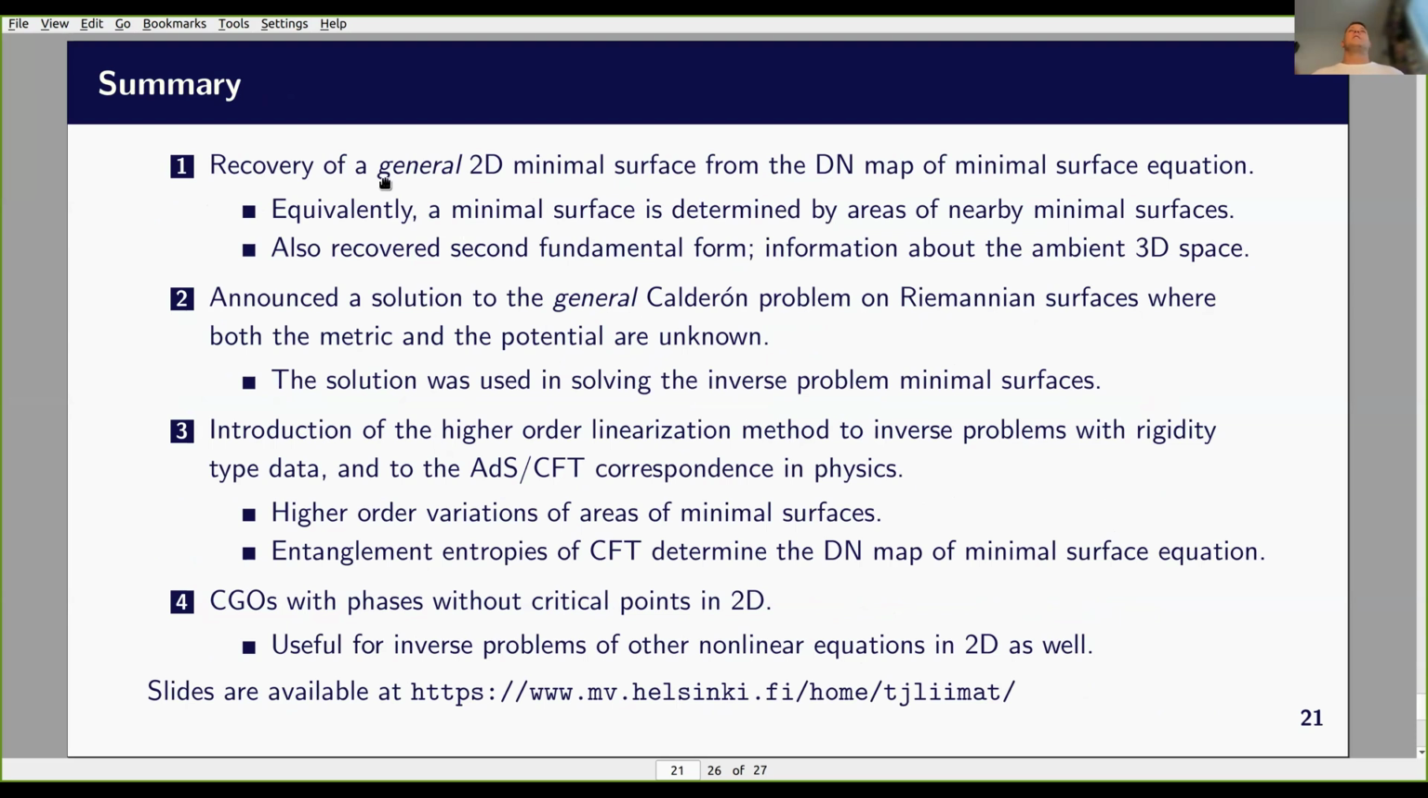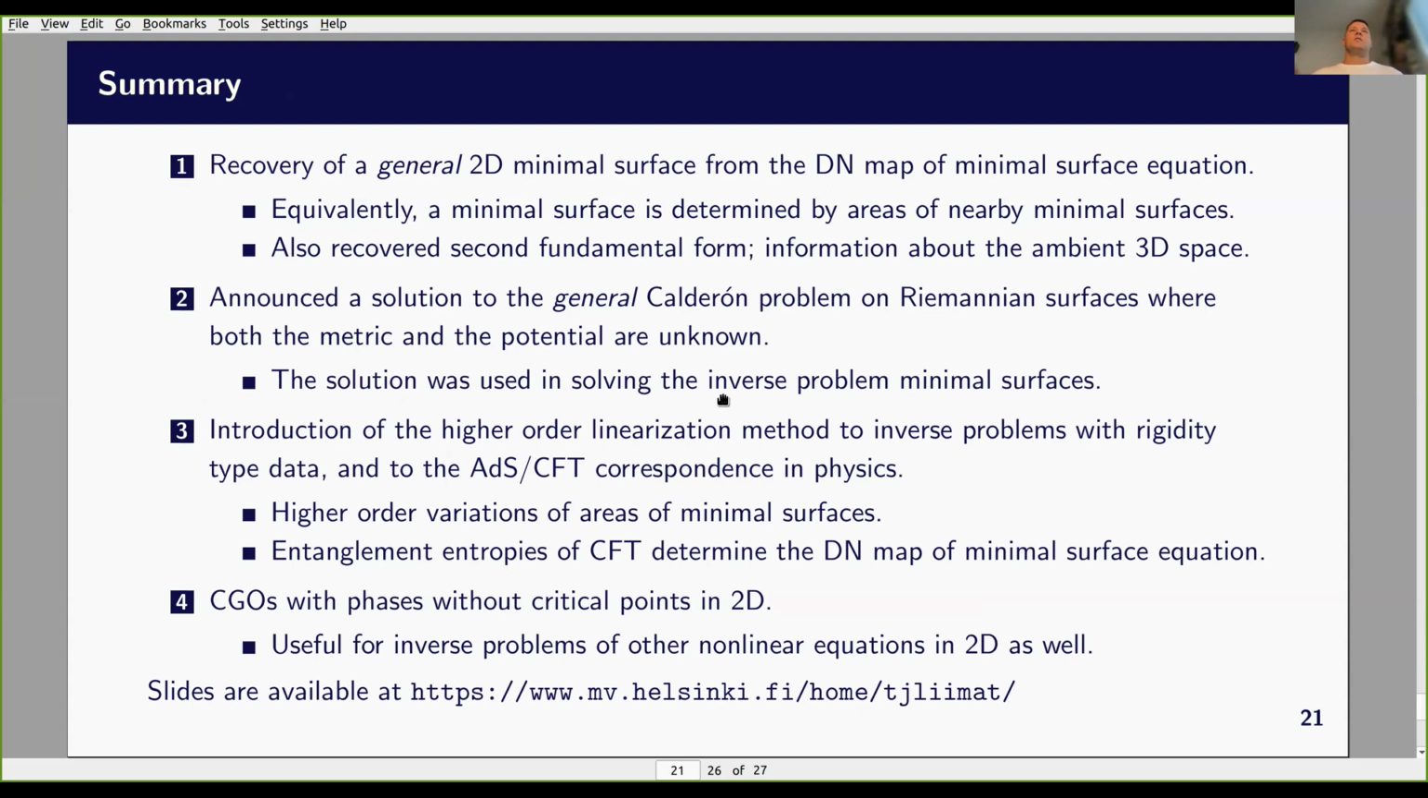So what we did is that we recovered the general 2D minimal surface from the DN map of the minimal surface equation, or equivalently from the areas of minimal surfaces. We also noticed that we can recover things about the 3D space, for example the second fundamental form. I announced the solution to, in a sense, the general Calderón problem on Riemannian surfaces, where both the metric and the potential are unknown. And I used this solution in the inverse problem for the minimal surface.